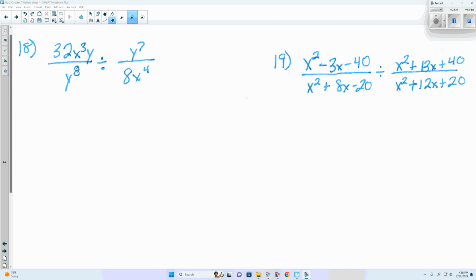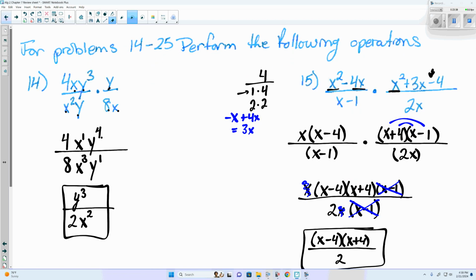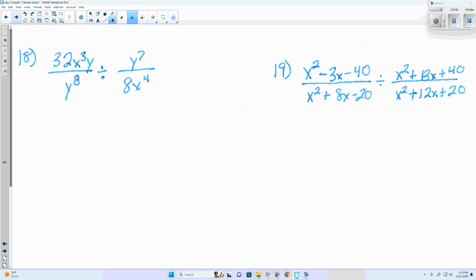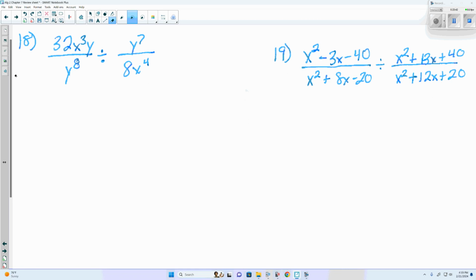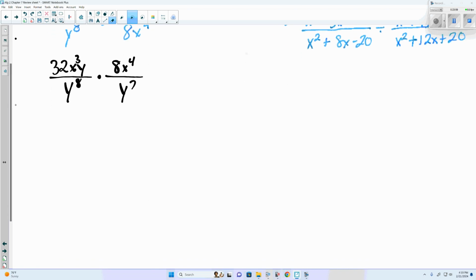Okay. Now in 18, also like 14 is not going to show up on the test, but I'll go on and show it anyways because one of the properties with division still holds true. That we keep the first rational expression the same. We change it from division to multiplication and flip the second. And then we multiply these together.